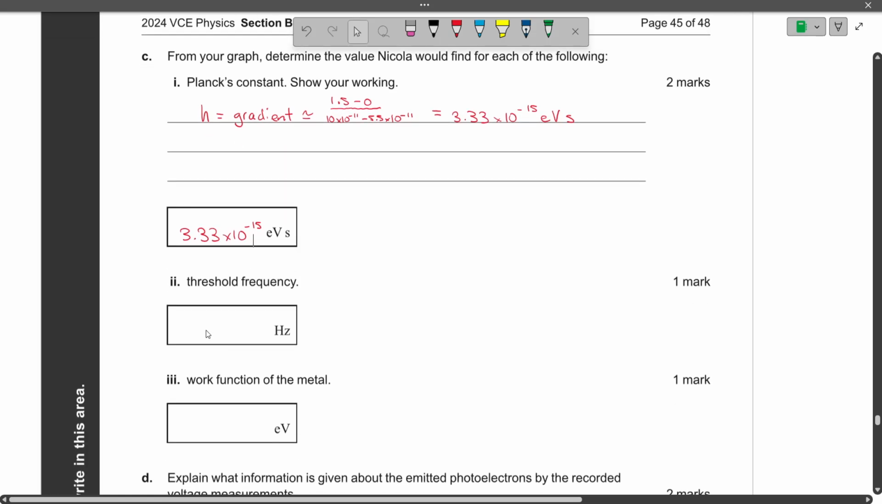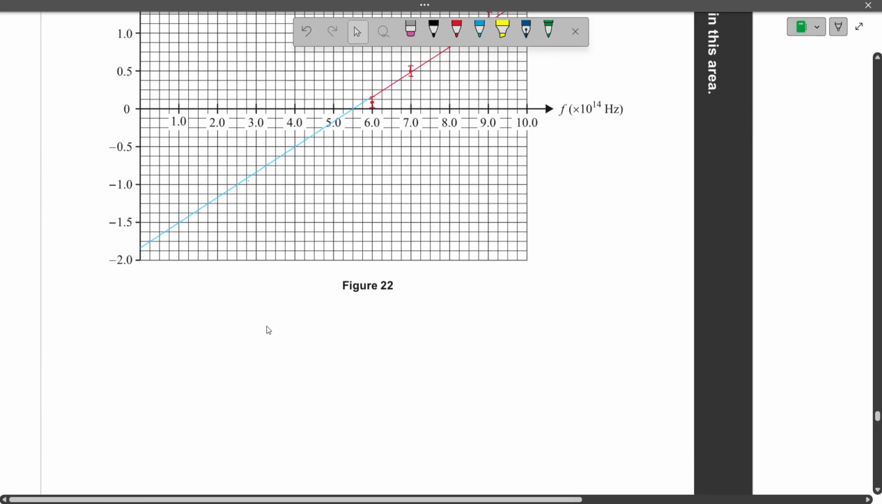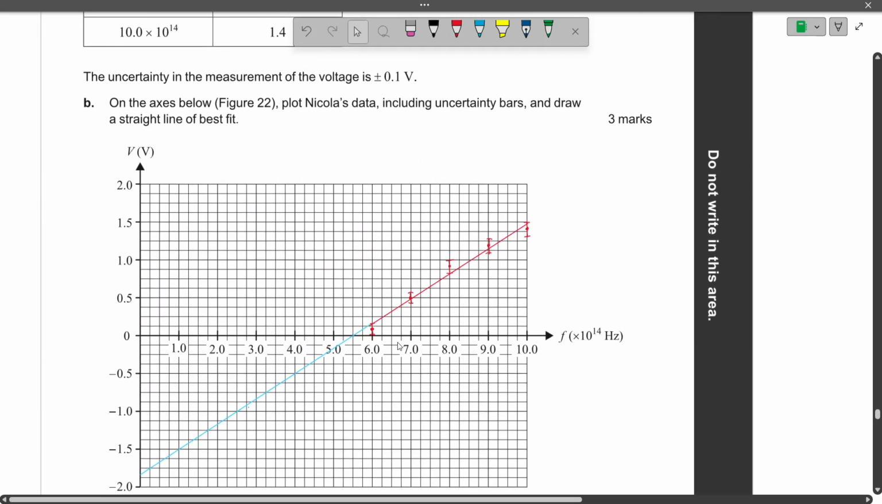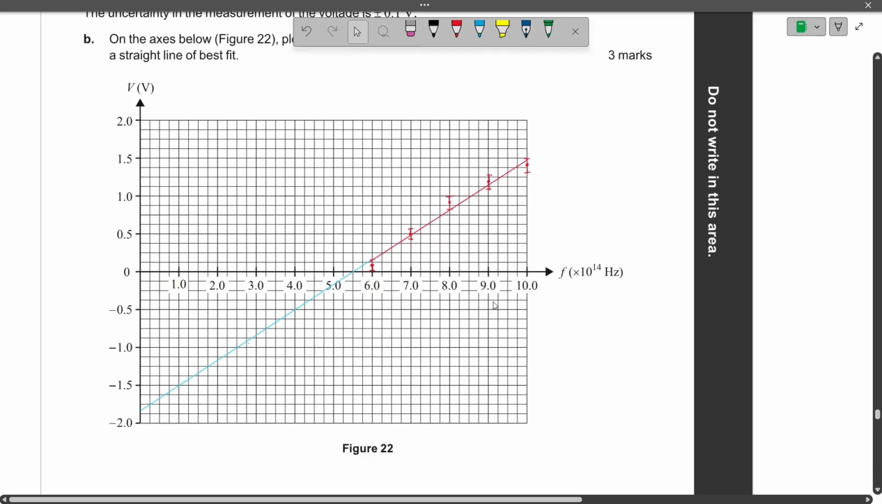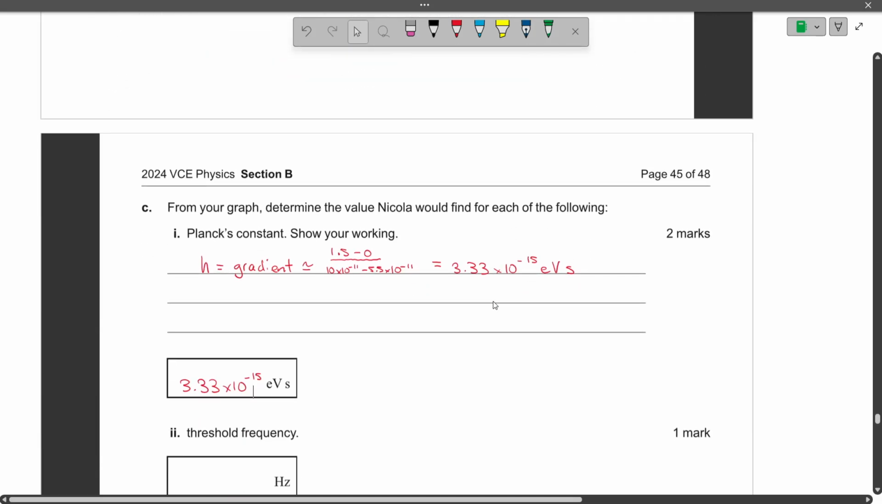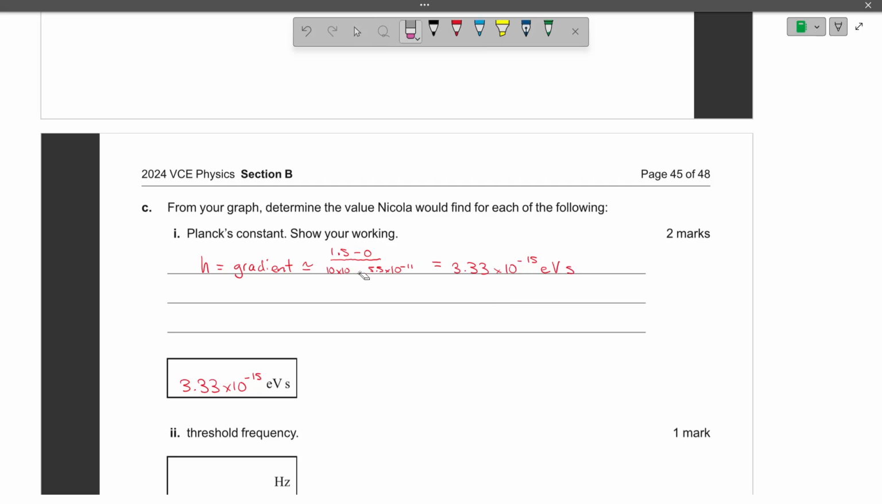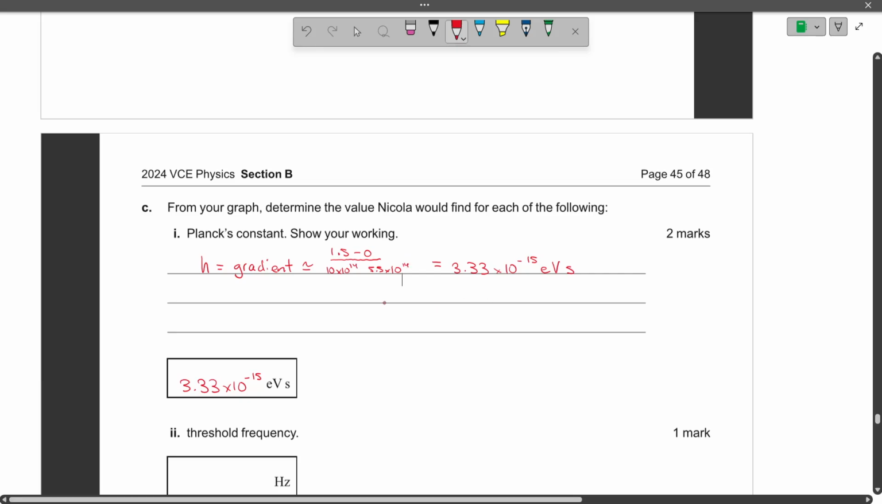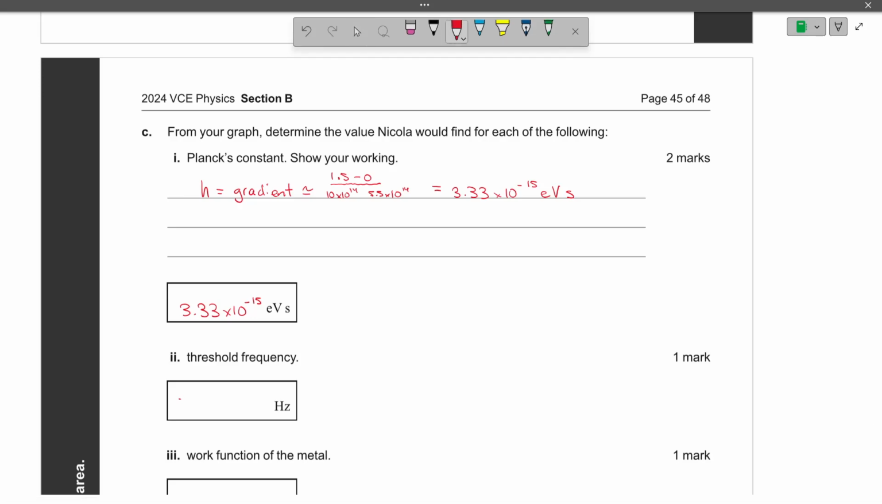The second part is the threshold frequency. Again, from theory, that is simply where your line of best fit, if you were to extrapolate it out, would cross over your x-axis. So for me, that happens at 5.5 times 10 to the 14. Did I write times 10 to the 11? Let me just fix this quickly. I don't know why I had minus 11 in my head. Anyway, 5.5 times 10 to the 14.